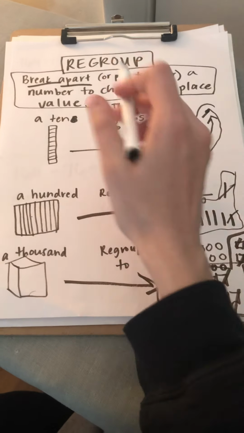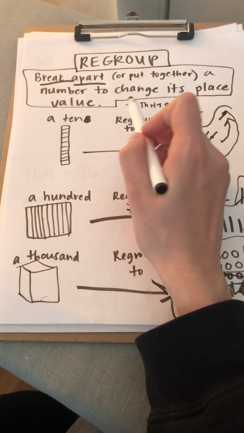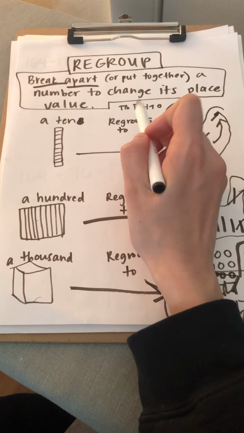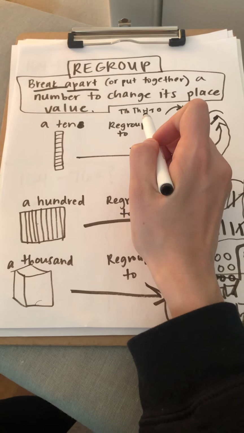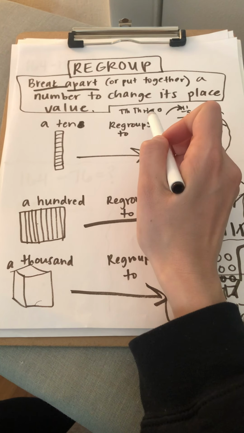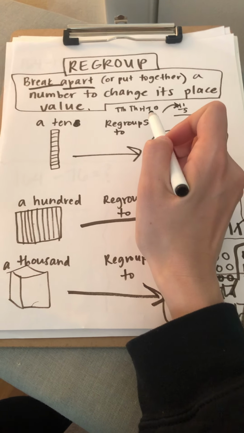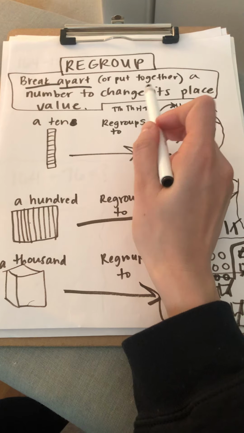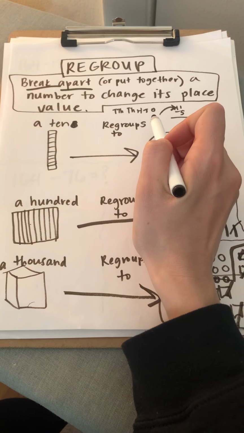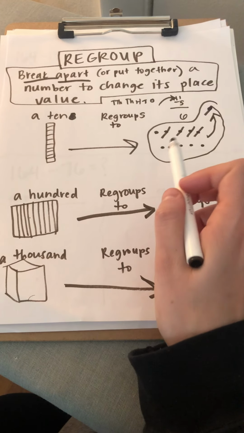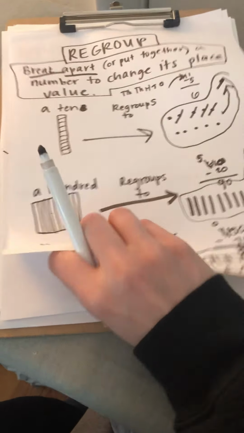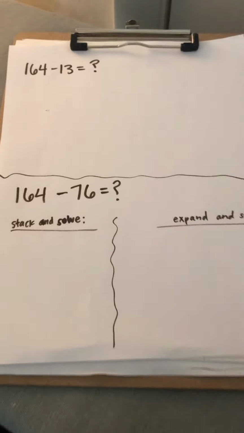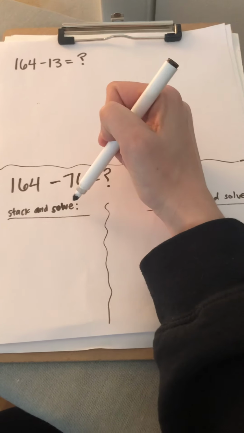This can go on forever. 10,000 can become 10 thousands. 1,000 can become 10 hundreds. 100 can become 10 tens, and 10 tens, or 1 ten, can become 10 ones. We can break apart numbers to regroup them to have enough to subtract. Now, we're going to practice this 2 times.